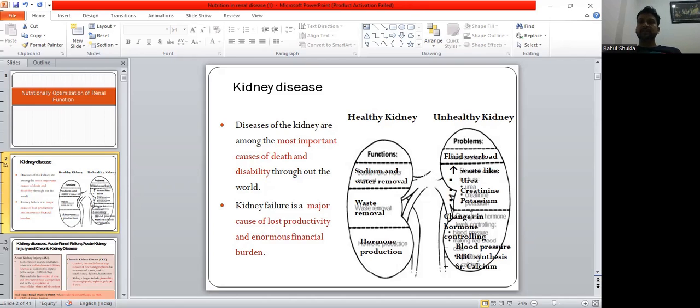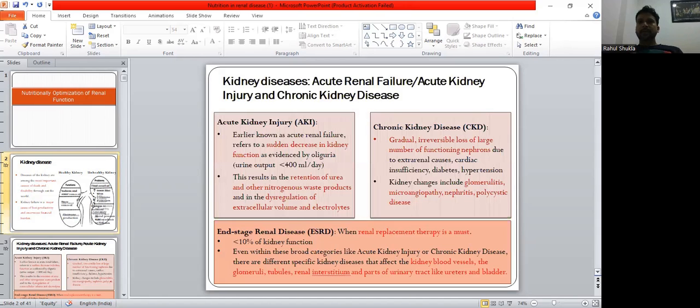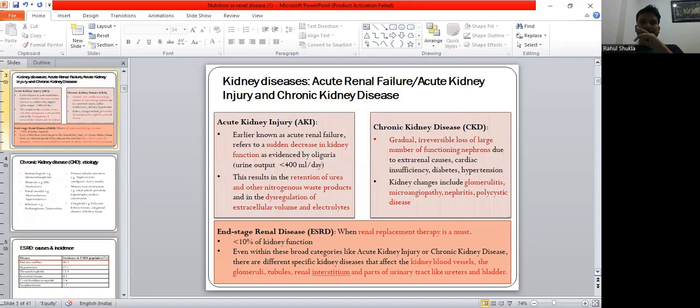So the patient presents with hypertension. Then anemia. Anemia is also an important component because of deficiency of erythropoietin, and electrolyte imbalance like hypocalcemia, and bone mineral metabolism is disturbed. So now, different types of kidney disease.